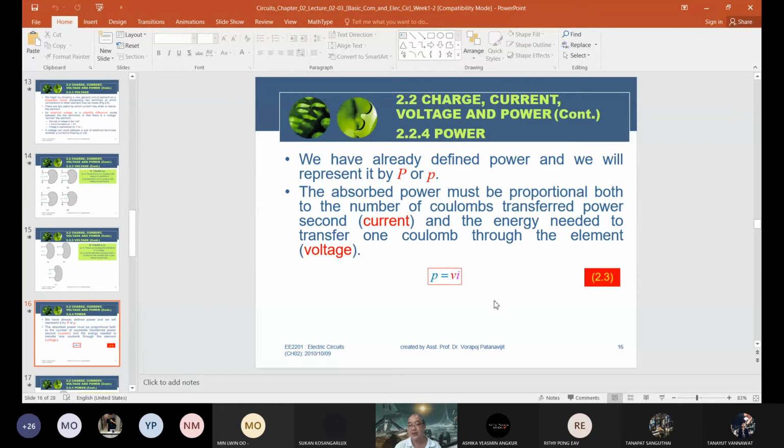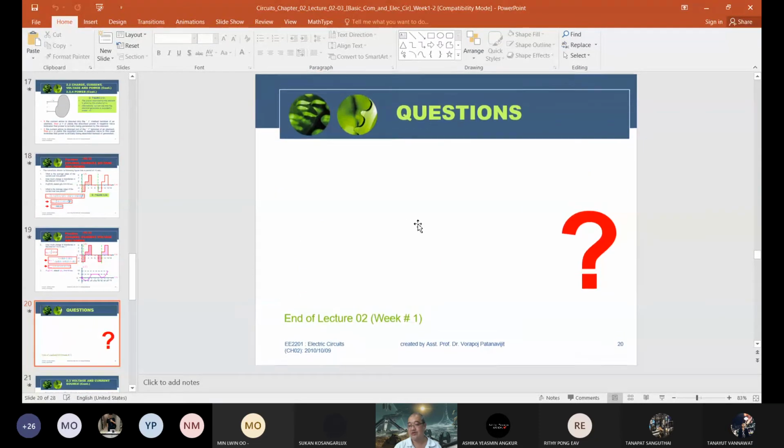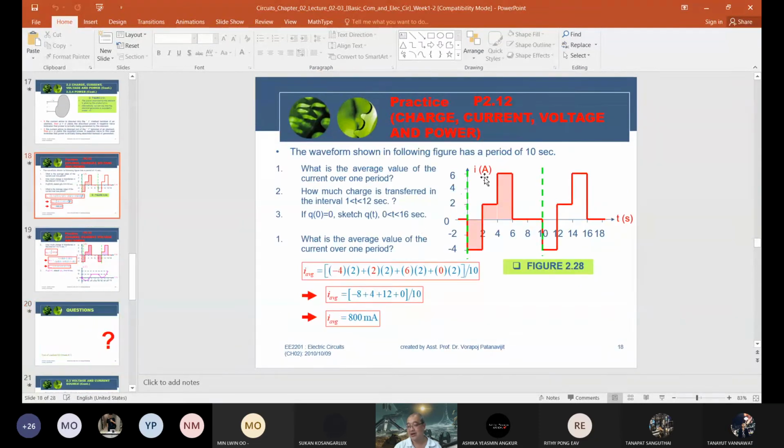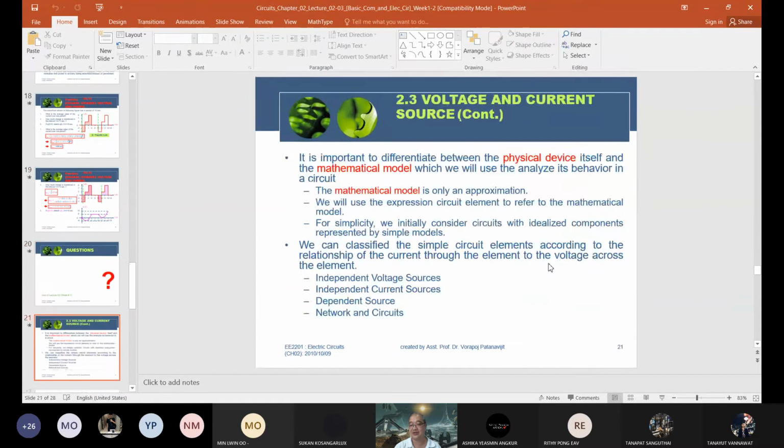The key parameter of the power is how to differentiate absorbed or generated power. Power is absorbed when the current gets in from the plus terminal, and when the current gets out from the plus, it is delivered or generated. The question may give you the current and ask for the charge, or give you the charge and ask for the current.